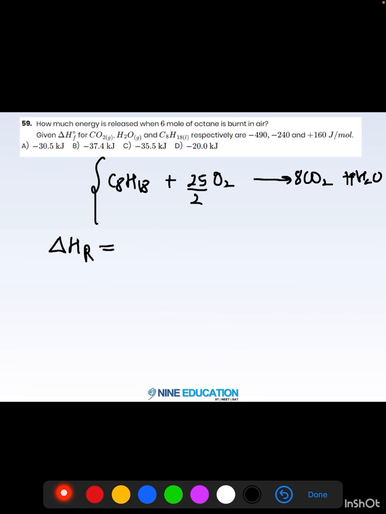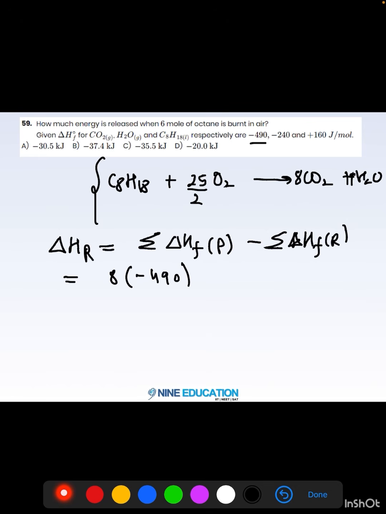It will be simply given as summation of delta HF of product minus what? Delta HF of reactant. Okay, and when you will be solving this, delta HF of product, for CO2 the value here is -490. So we'll be having 8 into -490. Everything is given in joule here, so let us solve in joule, and the options we are having are in kilojoule, so we'll see that. Okay, 8 into -490 plus 9.